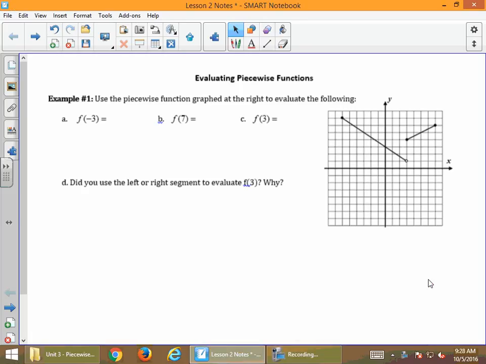We just have to evaluate the following using this graph. Remember again from the beginning of the year, what value always represents the inside, x or y? X. Okay, x is always on the inside. So all you have to do is go to -3 on the x, go up to your graph. What's the y value there? 5.